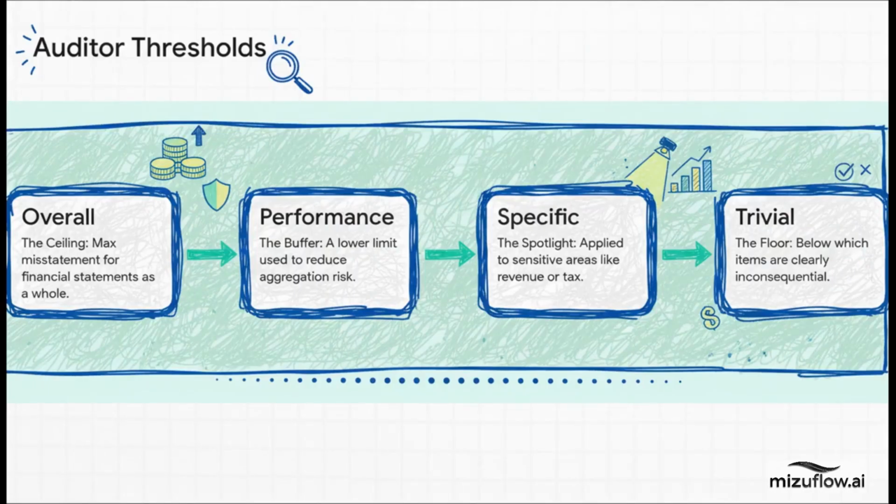Now, to make this less of a guessing game, auditors have this really smart system. It's kind of like a funnel. At the very top, you have overall materiality. That's the big ceiling for the financials as a whole. Then, to be safe, they set a lower performance materiality to act as a buffer zone. Sometimes they'll even set a specific materiality for a super sensitive area. And way down at the bottom, you've got the trivial threshold. That's the floor. Anything below that is usually just noise.